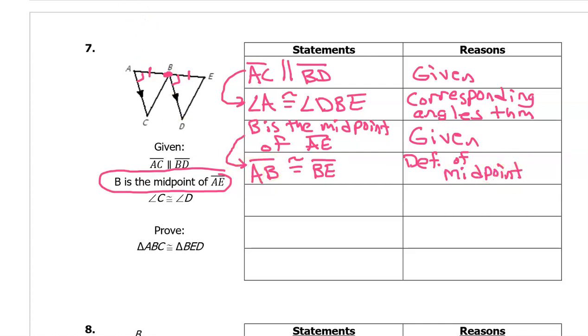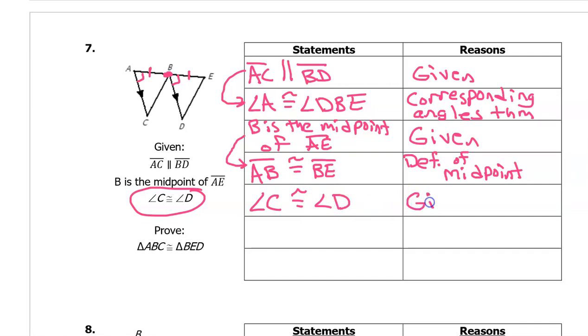Is there anything else in the given? We have one more given right here. And this is an actual congruent statement. Angle C is just straight up congruent to angle D. So that is another given, and we should mark that. So angle C is congruent to angle D.